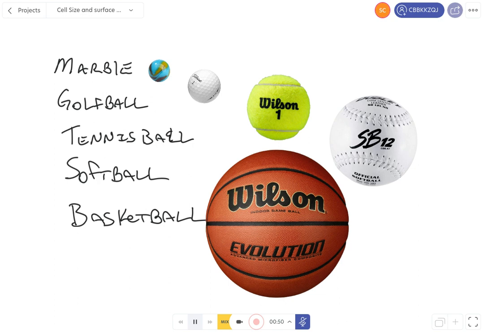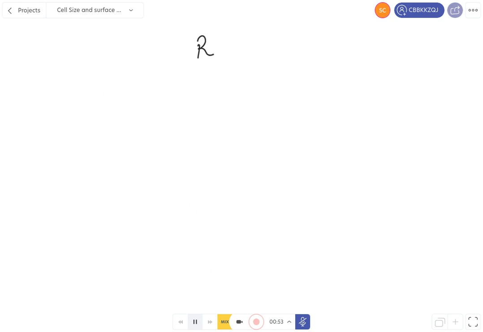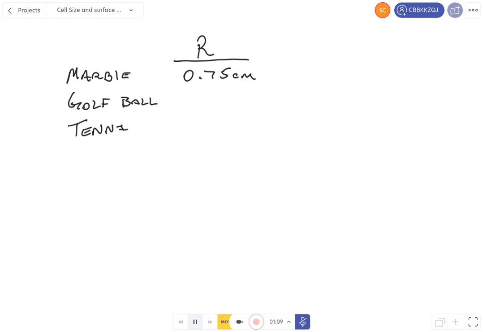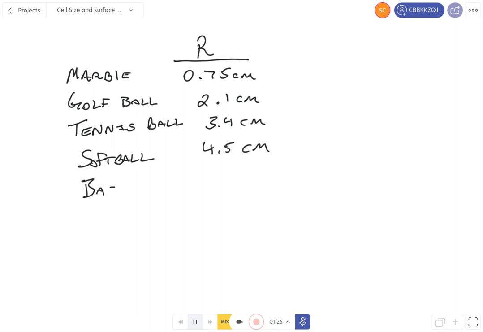Now when we find the object's surface area to volume ratio, we need the radius for each object. Now radius is half of the diameter. So when we start with the marble, 0.75 centimeters, less than a centimeter, is the radius of the marble. We measured the golf ball at about 2.1 centimeters, tennis ball at 3.4 centimeters, the softball was at 4.5 centimeters, and the basketball was at 12 centimeters. And these are the radius of each object, half of the diameter.